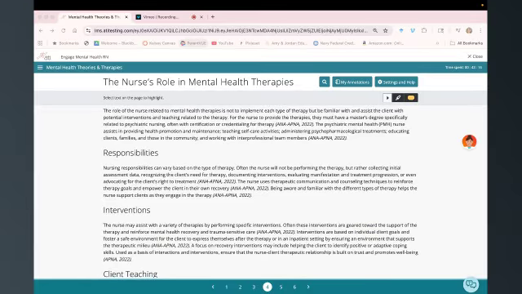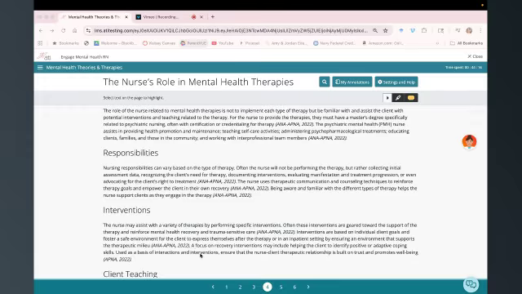Okay, so why does this matter to the nurse? When we're talking about the different therapies and the nurse's responsibility, responsibilities can vary based on the type of therapy. Often the nurse will not be performing the therapy, but rather collecting initial assessment data, recognizing the client's need for therapy, documenting interventions, evaluating manifestations and treatment progression, and even advocating for clients for treatment.